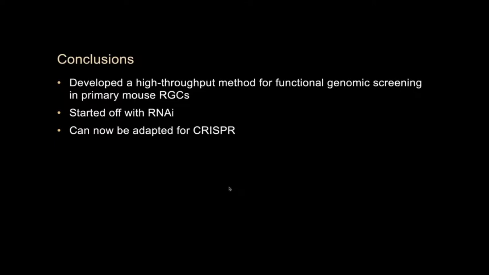In conclusion, we've developed a high-throughput method for functional genomic screening in mouse primary retinal ganglion cells. We started off with RNAi-based screening, but now have moved to CRISPR-based screening. And we've used a variety of machines, but one that has been really enabling for us is the LabSite Echo, simply because it allows very small volume transfers.